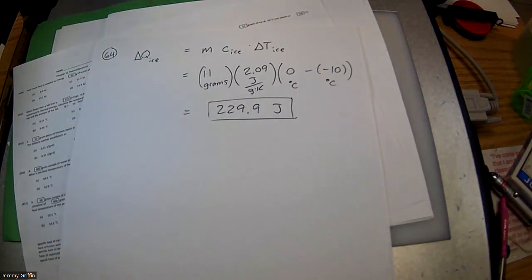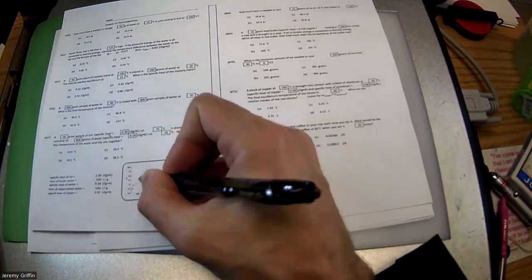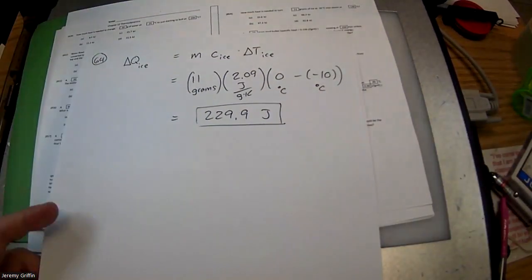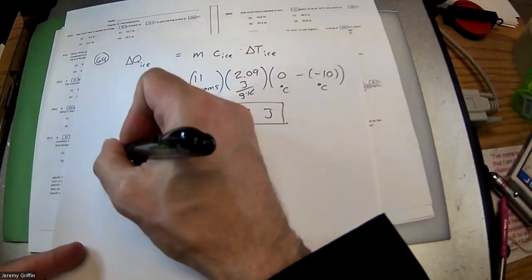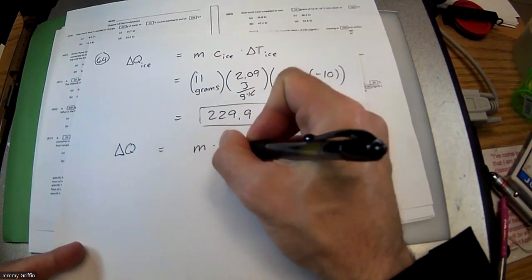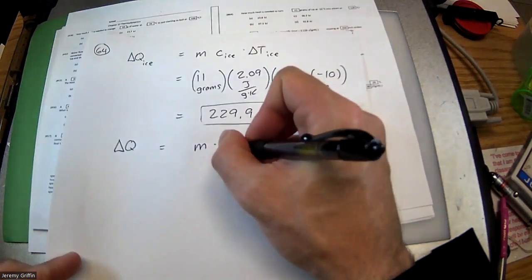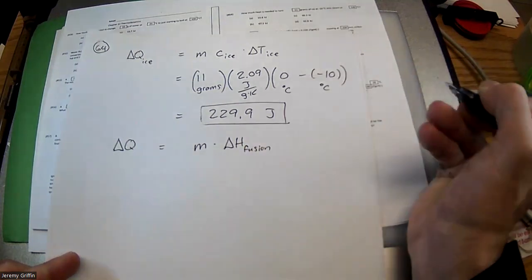Now that is the first part of a 5-leg journey, right? That's how much energy you have to put into that ice cube just to bring it up to the point where it starts to melt. Okay. When it starts to melt, now we're on the next part of the graph. We're on this flat line right here. Great. So how much energy does it take to fully melt the entire ice cube, turn it completely into water? Well, that is called heat of fusion. So delta Q equals M times delta H fusion.